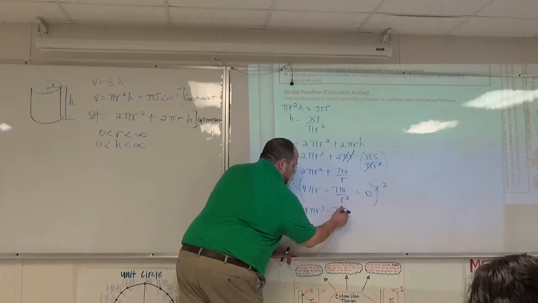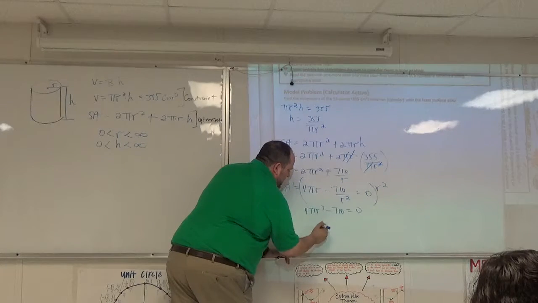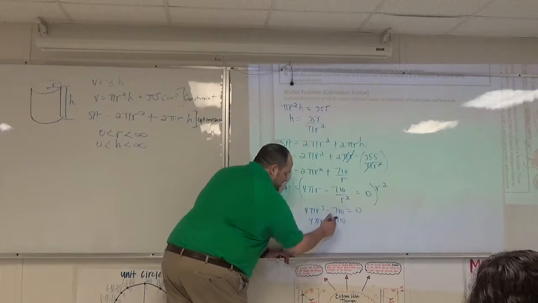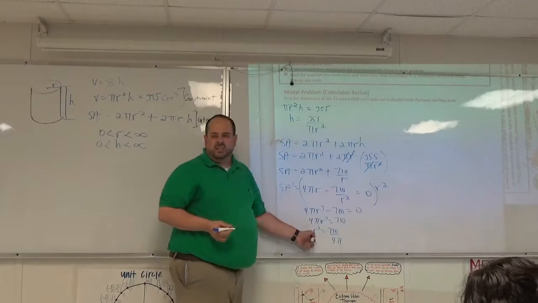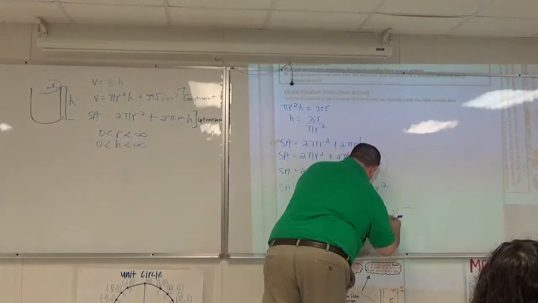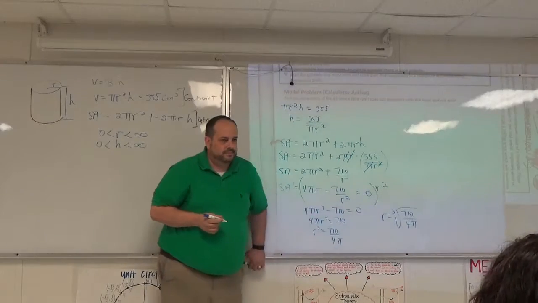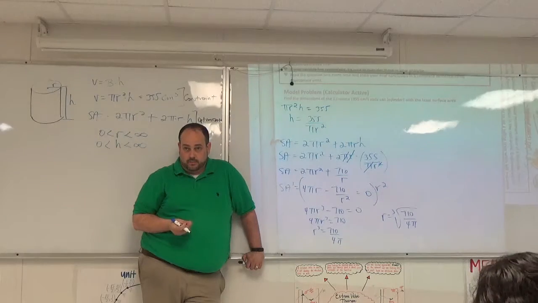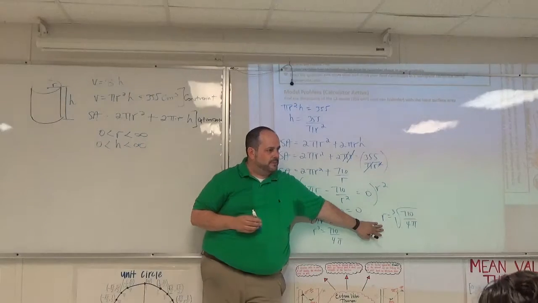4 pi r cubed minus 710 is equal to 0. Solve this for r. What are we going to do? We're going to add 710 to the other side, divide both sides by 4 pi, and then take the cube root. So r is the cube root of 710 over 4 pi. That's like the perfect numerical answer. As a decimal, if somebody could get this over to a decimal for me, that would probably be good.